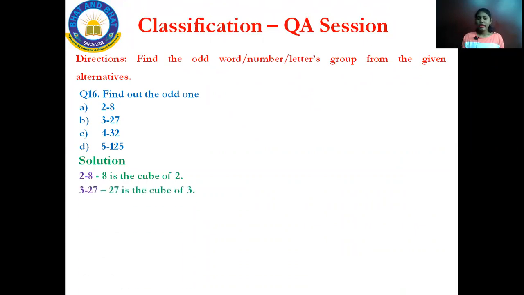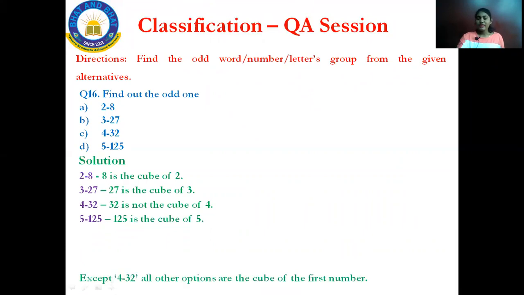And then 3 into 27. 3 3s are 9, 9 3s are 27. 4 into 4 into 4: 4 4s are 16, 16 4s are 64. 5 5s are 25, 25 into 5 is 125. See, it is very easy.